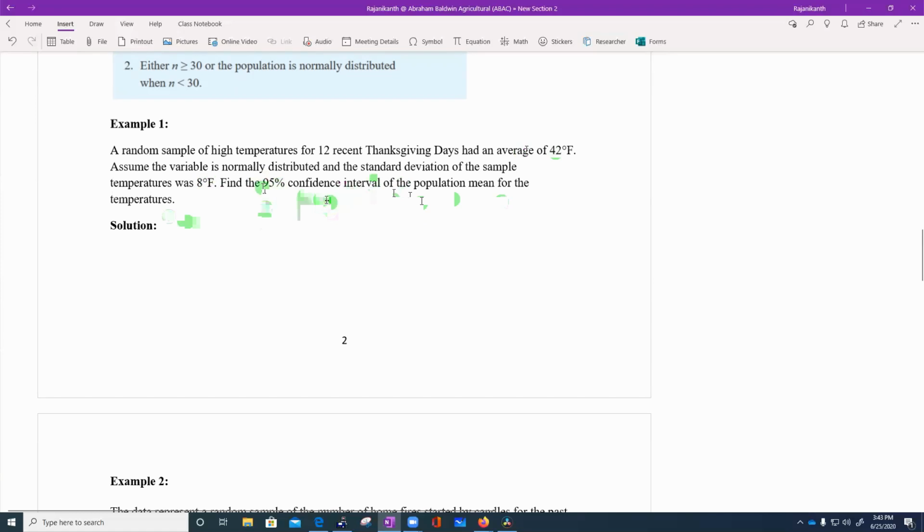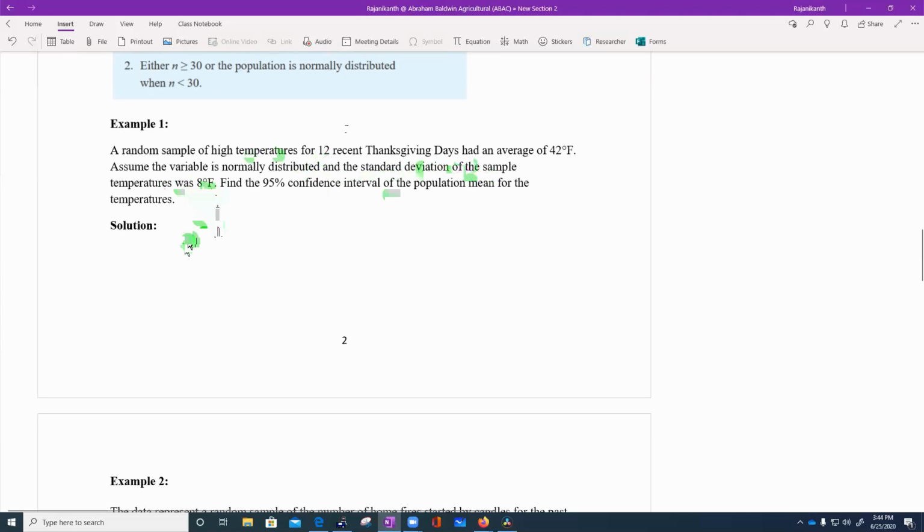Ask yourself, do you know the population variance for this problem? Look at the problem. It is not known. So you don't know the population variance. Instead, they talk about the sample. They have given the sample standard deviation, which is 8. Therefore, since I don't know sigma, I'm going to use the t confidence interval formula. Before doing that, let us summarize the things given in the problem.